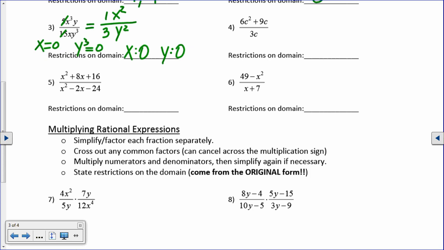Alright, what about this one? I know it's a little bit weird because we don't have x's, but how would I factor this?